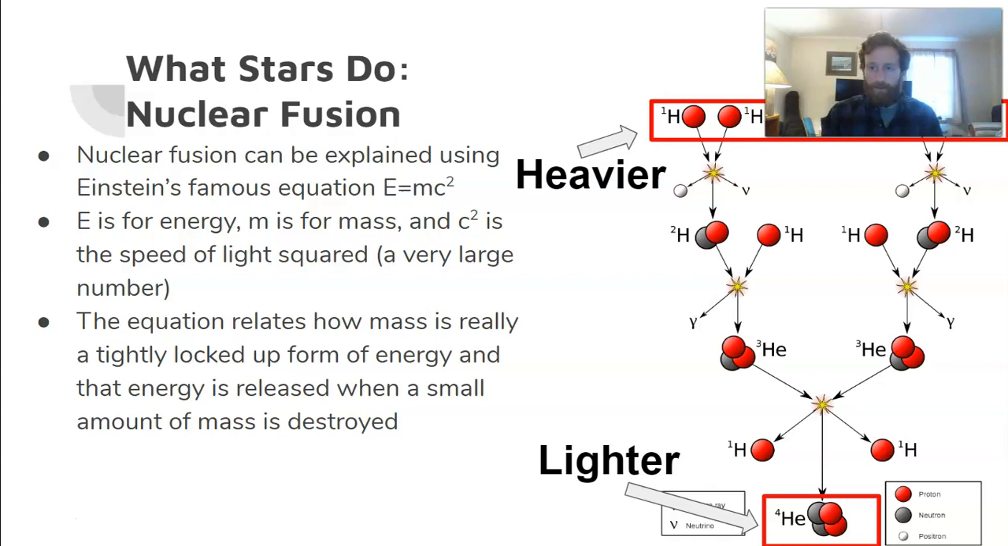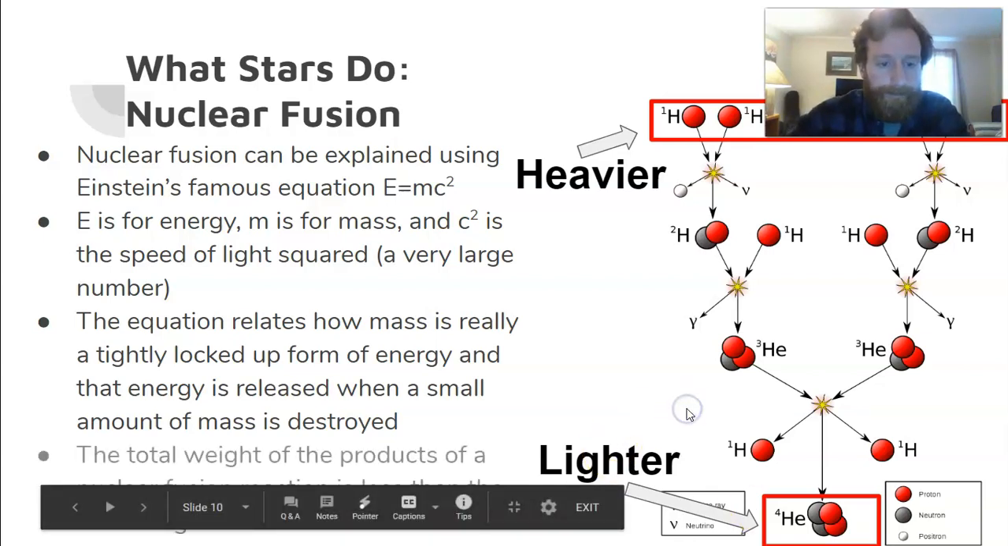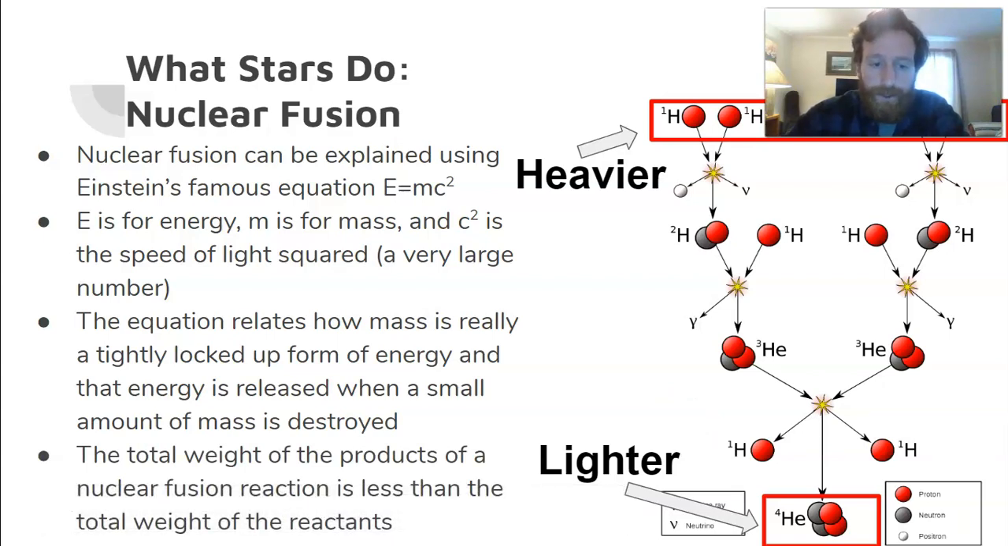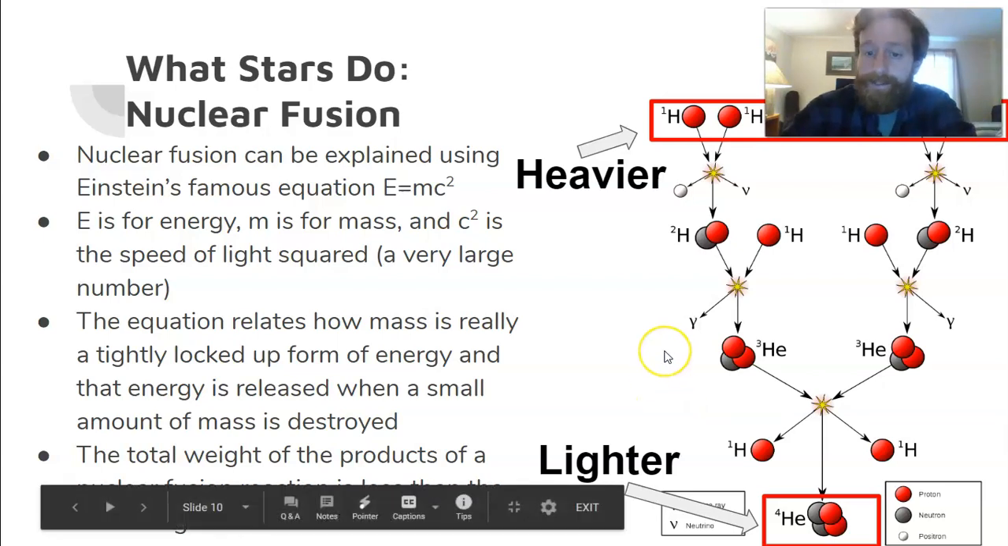It's kind of like if you had 4 Legos and you weighed them individually, their mass would be more than if you put them together into a sculpture and then weighed them after. The total weight of the products of a nuclear fusion reaction is less than the total weight of the reactants. What goes in weighs more than what comes out. And that lost mass is made up as energy.